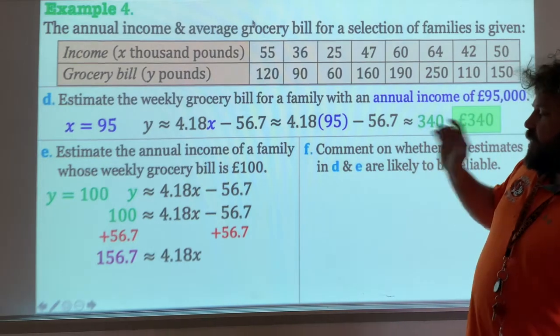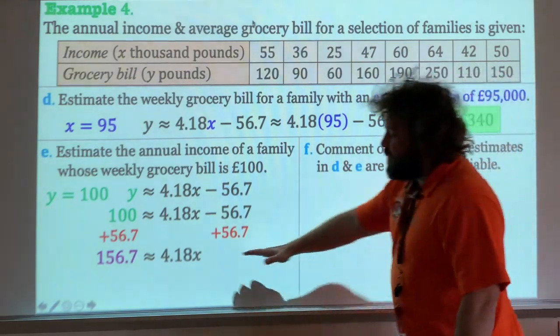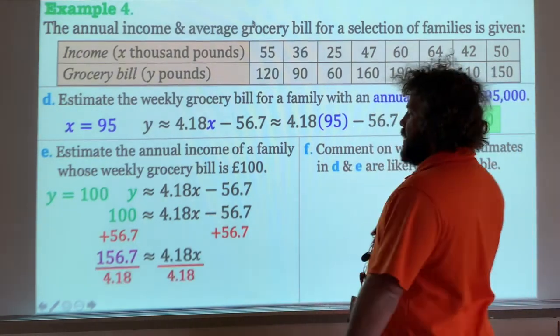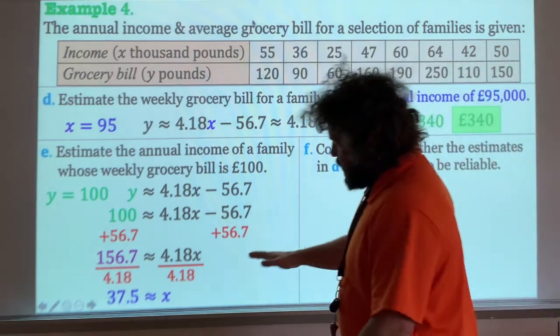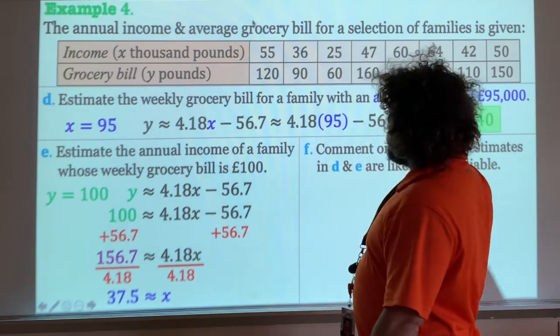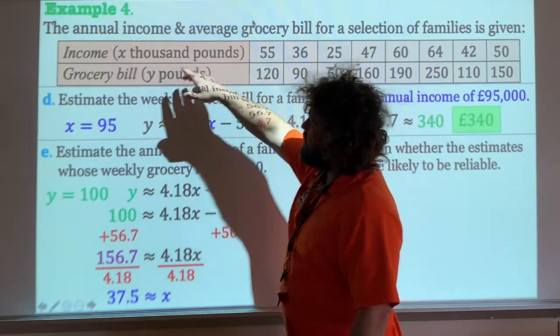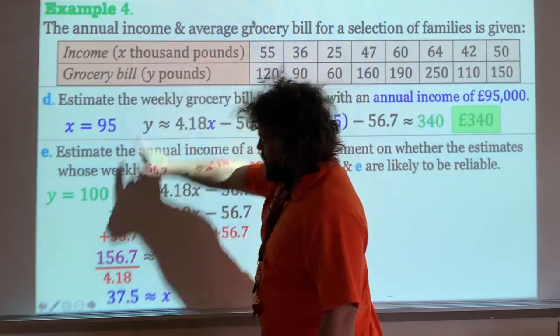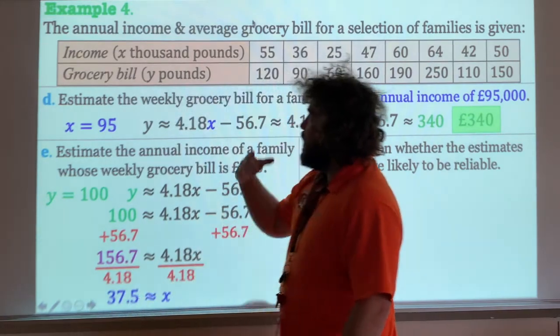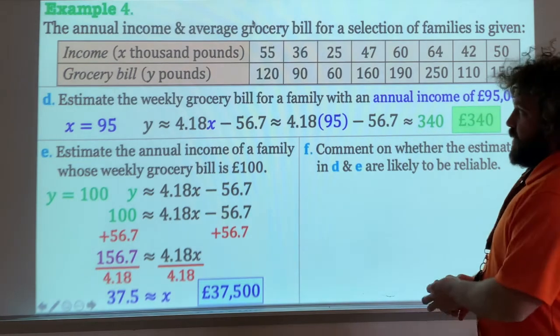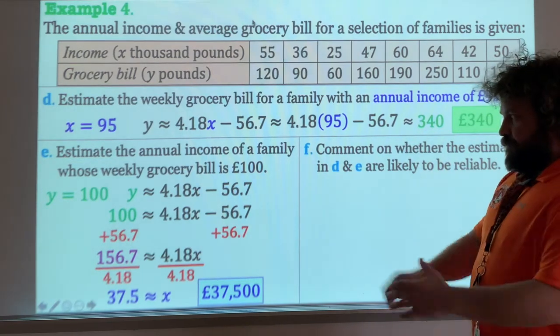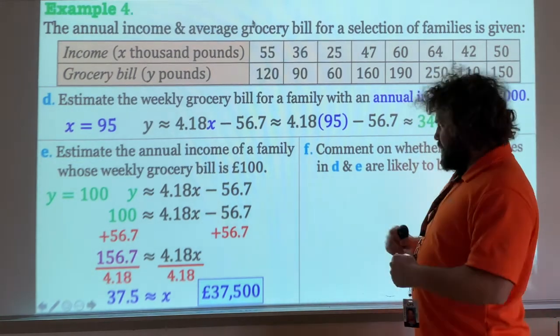156.7 equals 4.18x. You're going to divide both sides by 4.18, and you get x is approximately 37.5. Now it's not 37.5 pounds, that's the income, and the income is in thousands of pounds. So your answer is 37.5 thousand or 37,500 pounds. Right? See? Pretty nice.